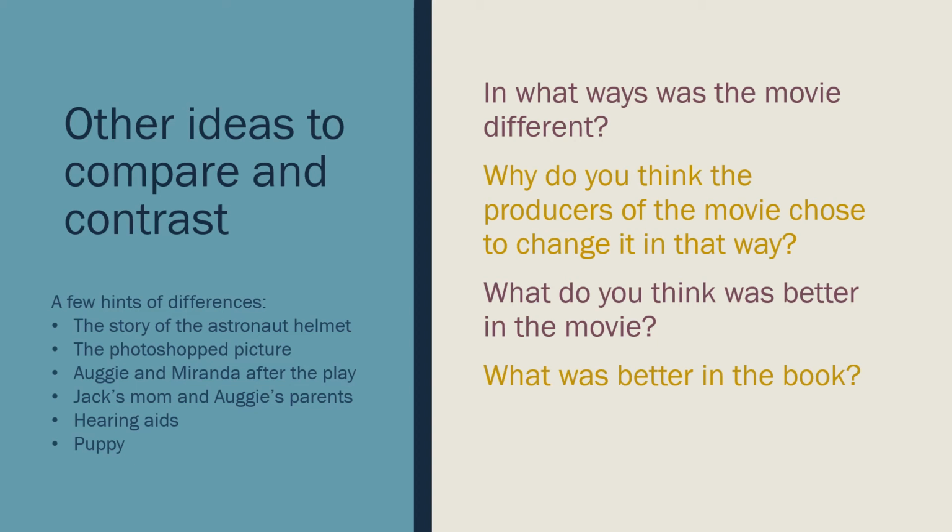In what ways was the movie different? So there's lots of ways. Why do you think the producers of the movie chose to change it that way? And what do you think was better in the movie, and what do you think was better in the book? So these are things that you need to be thinking about for your next assignment.